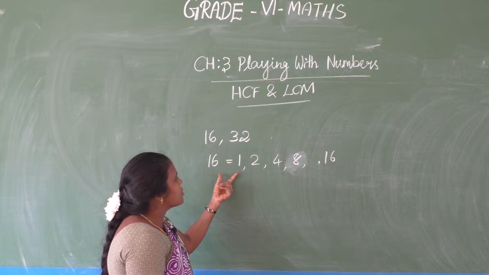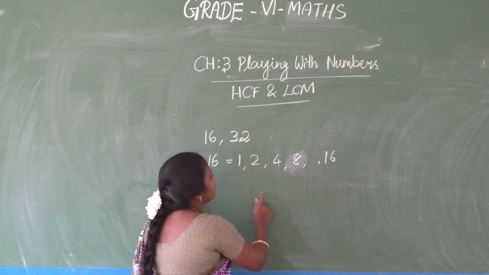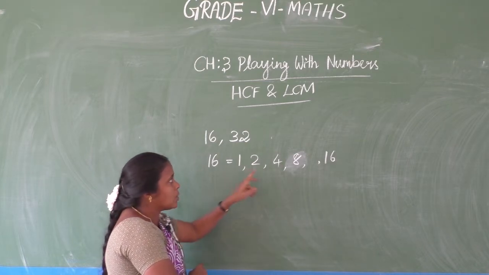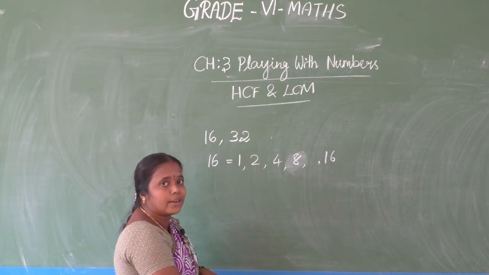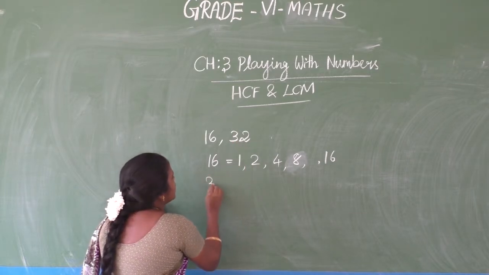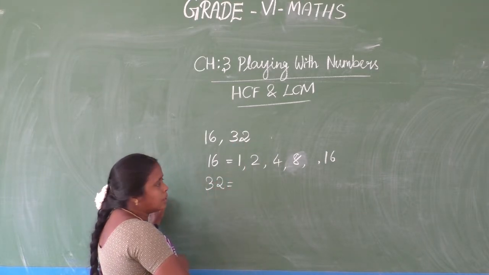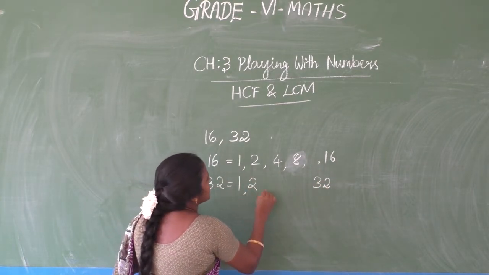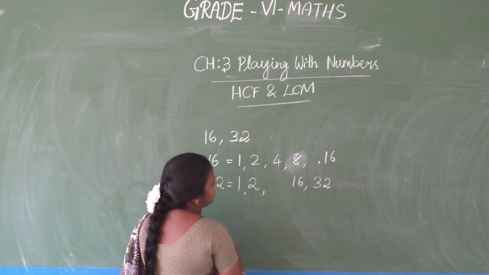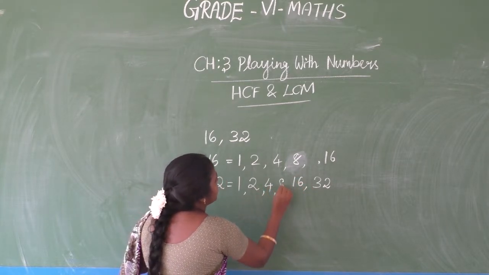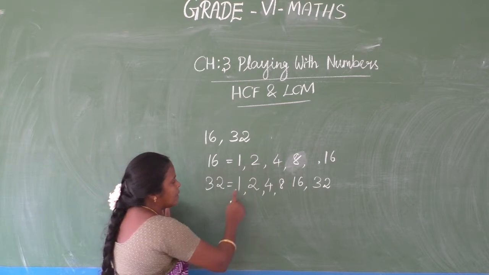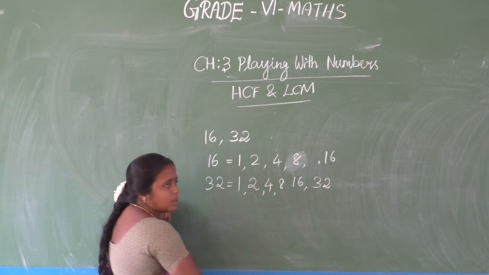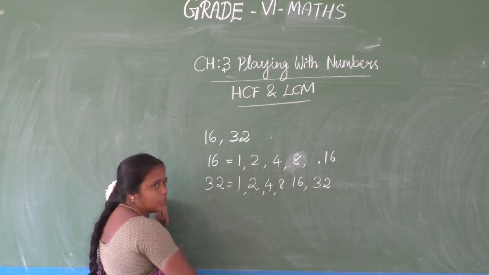What are the factors of 16? 1 16s are 16, 2 8s are 16, 4 4s are 16. 4 is repeatedly coming, so one time is enough to enter here. Like that, what are the factors of 32? 1 32 is 32, 2 16s are 32, 4 8s are 32. So these are the factors of 32.